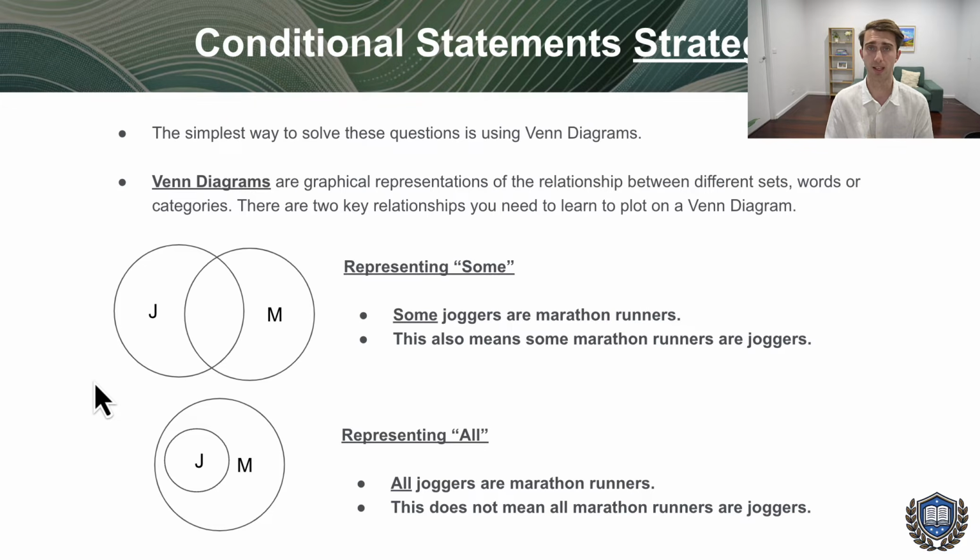Venn diagrams really are just a graphical way of showing the relationship between different things. And because these questions are testing your ability to identify the relationship between different things, they're the perfect tool we need. There's two key things we need to know how to draw in terms of Venn diagrams: the relationship of some and the relationship of all. The first one is if some joggers are marathon runners.